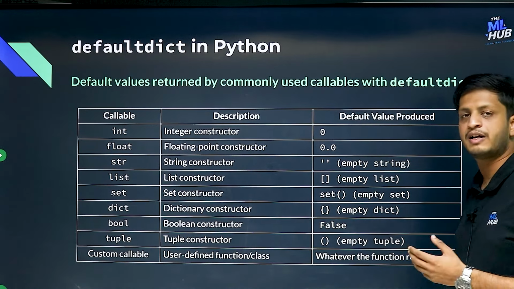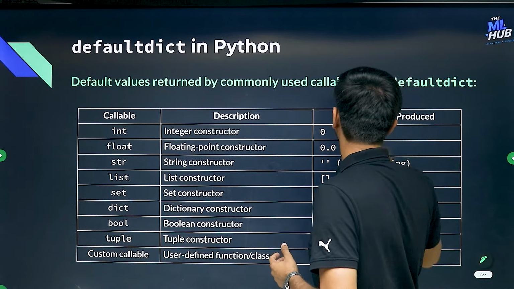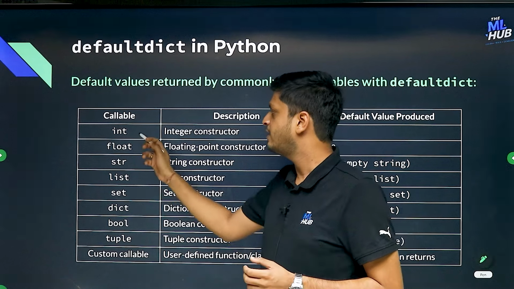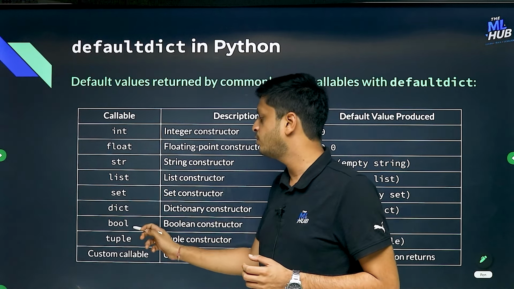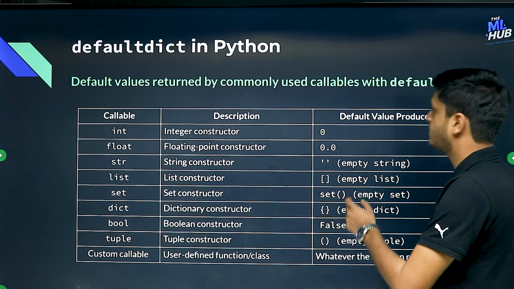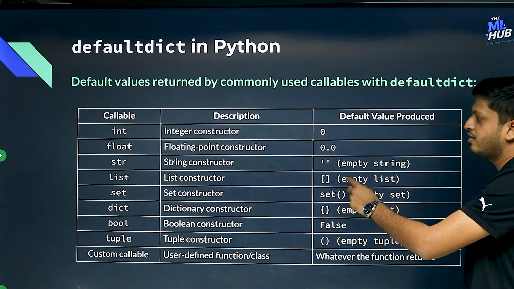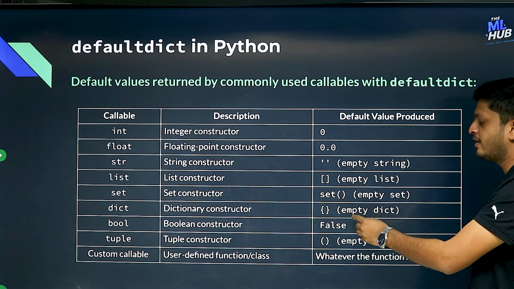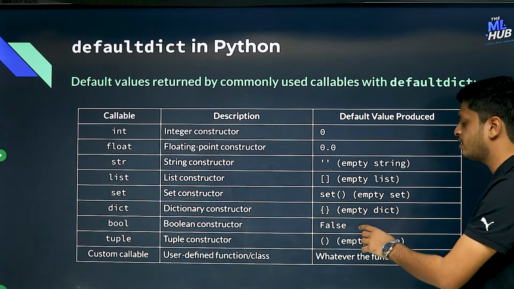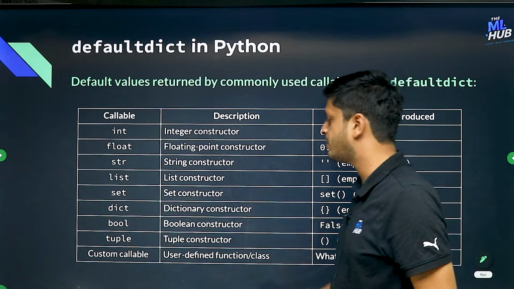So what are the data types that you can give in defaultdict? These are the default values returned by commonly used callables in defaultdict. So these are the data types that you can use: int, float, string, list, set, dict, bool, tuple, any data type that we have seen. The default value used is for integer 0, for floating point value 0.0, for a string an empty string, for a list an empty list, for a set an empty set, for a dictionary an empty dictionary, for boolean the value False, for tuple an empty tuple, and you can create a custom callable as well.